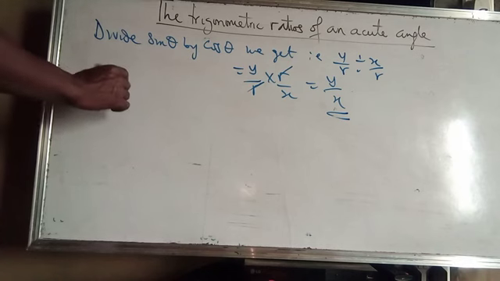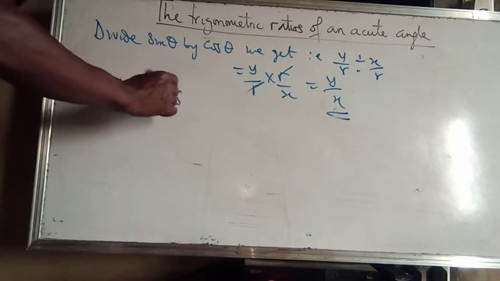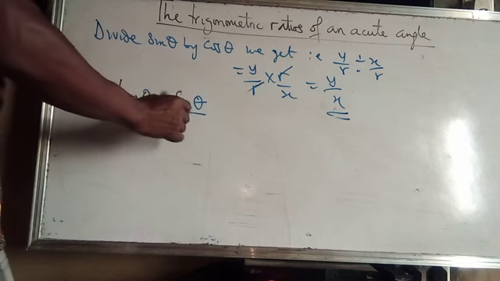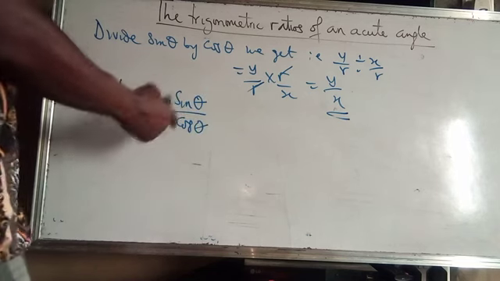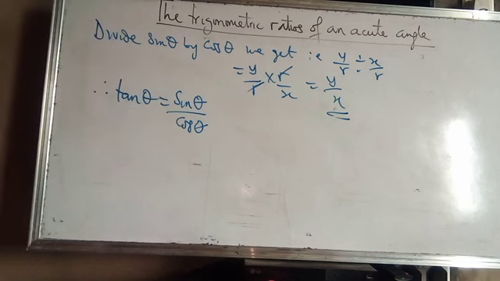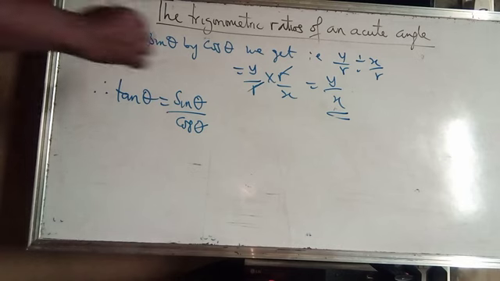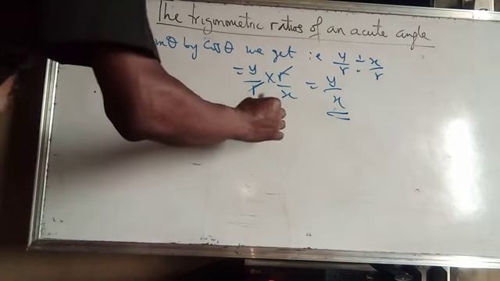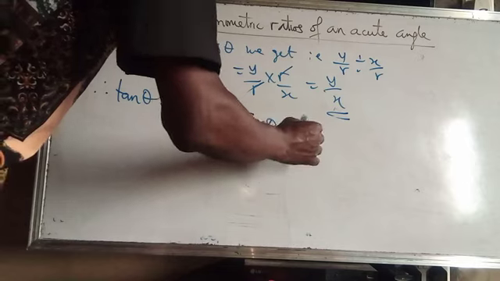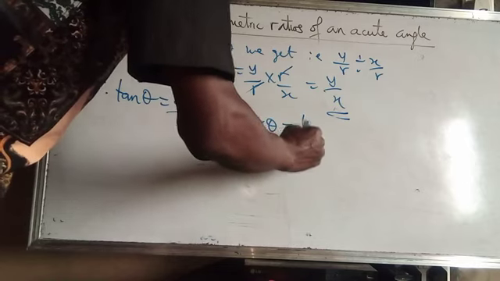Therefore, tan theta is sine theta over cos theta. That is, if you divide sine theta by cos theta, you get tan theta. Now we can move forward and look for other trigonometric values. So we have what we call sec theta. That is 1 over cos theta.